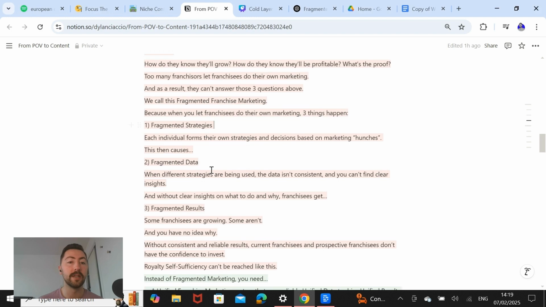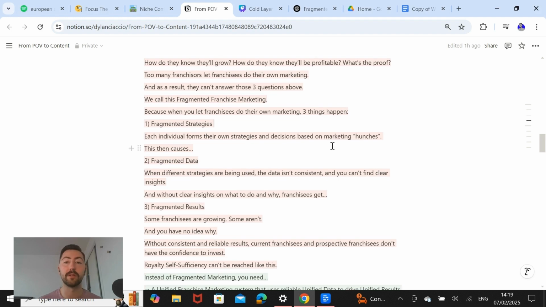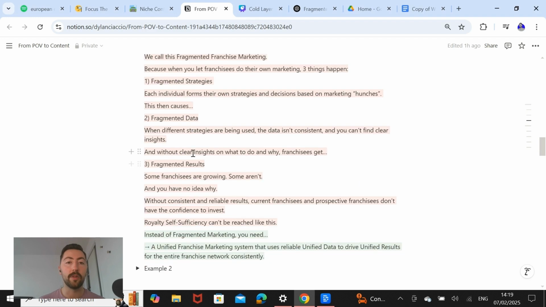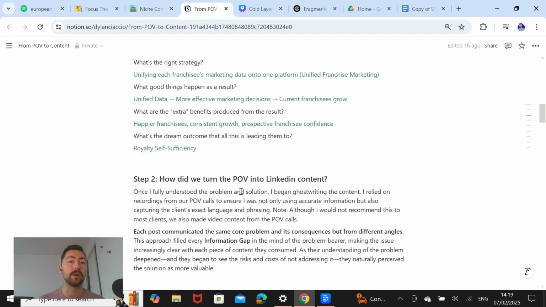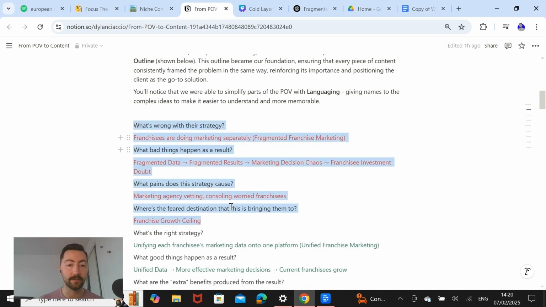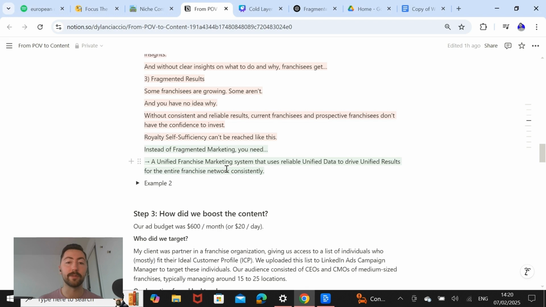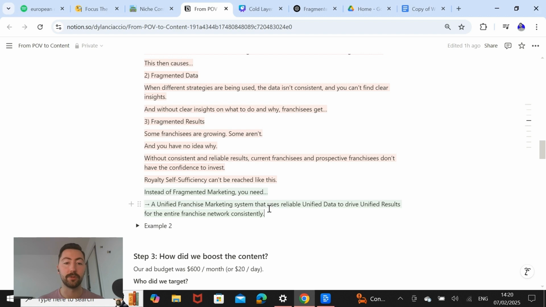So fragmented strategies. Each individual forms their own strategies and decisions based on marketing hunches. This then causes fragmented data. When different strategies are being used, the data isn't consistent and you can't find clear insights. And so the way this is unfolding is helping them visualize how they're going down the wrong path. I'm using a lot more detail in this post, but you'll see that it's the same core problem. I'm still talking about all of this. And I end it with the solution, a unified franchise marketing system that uses reliable unified data to drive unified results for the entire franchise network consistently. At the end of there, I would also put a link to the landing page.